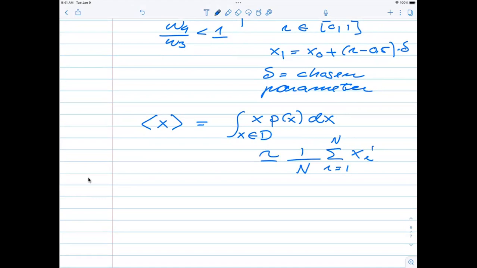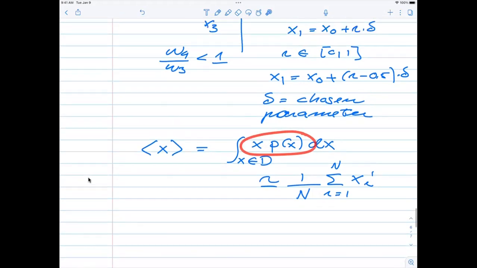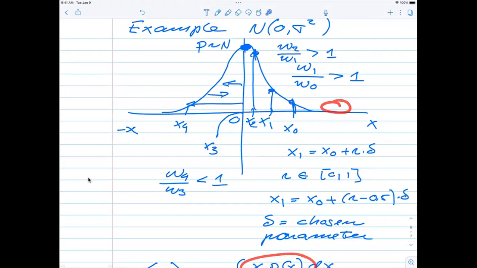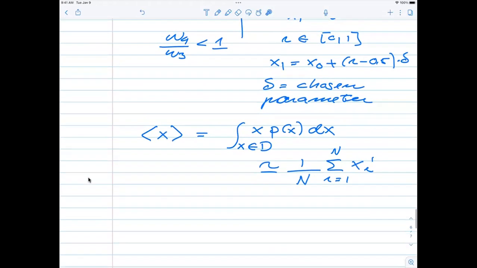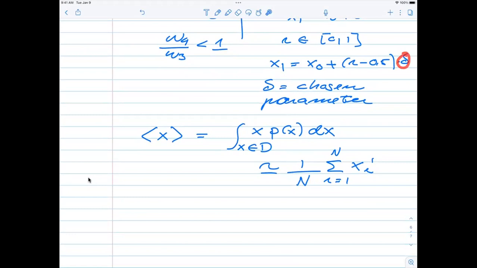So clearly, if we can optimize this move in the space where this probability distribution is non-zero, that will obviously save us a lot of cycles, and we won't waste cycles in regions where the probability distribution is 0. So if you look at this integral here, clearly, if I'm sampling lots of points here, I'm going to have 0 contribution. And we don't want that. So the way we tune this parameter becomes a little bit ad hoc.